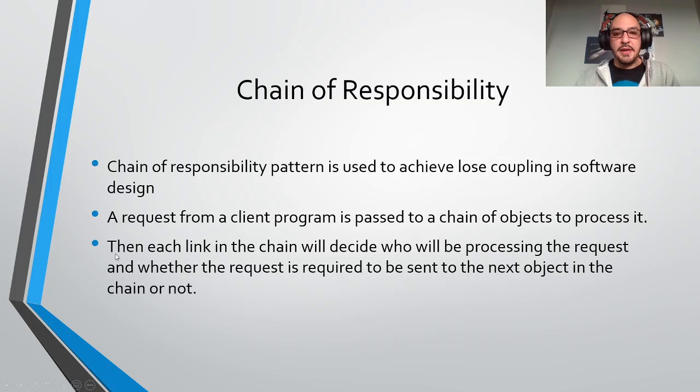We're going to try to achieve loose coupling in software design, particularly when it comes to different ways of solving a problem. Suppose you have a request that comes into your program, and that request can be fulfilled in different ways. What this pattern proposes is that you chain those different ways of fulfilling the request, and each one of them will try to solve the problem one at a time. If the first one doesn't manage to fulfill the request, then the request will be passed on to the next element in the chain, and so on until the request has been fulfilled.